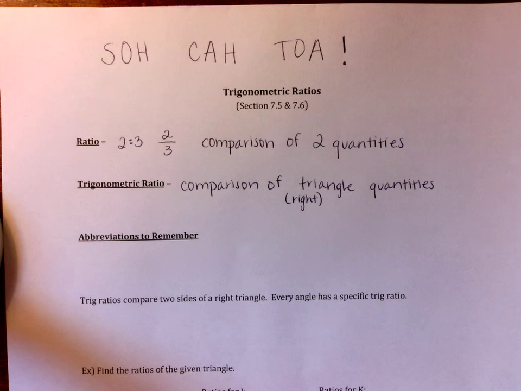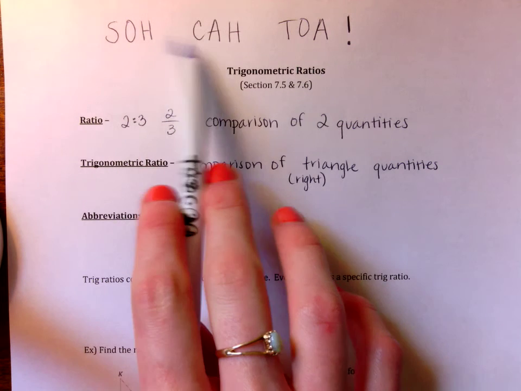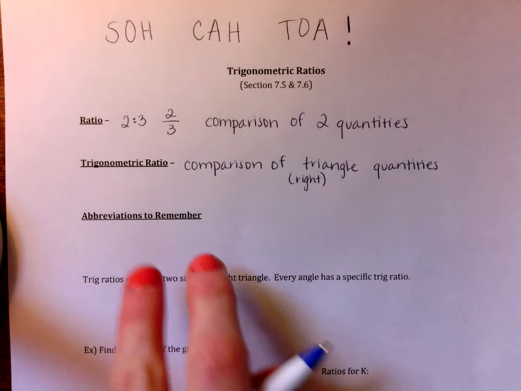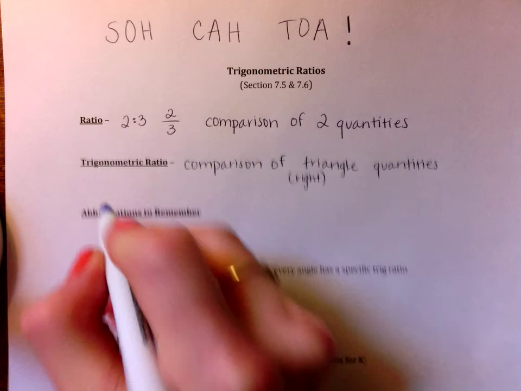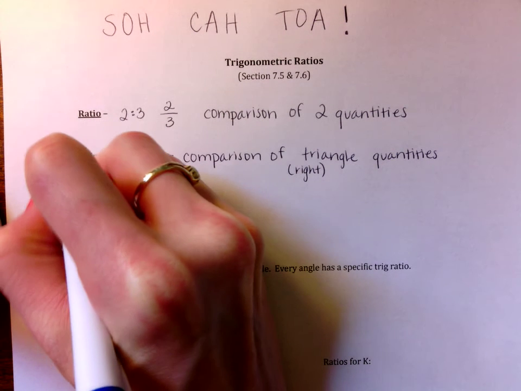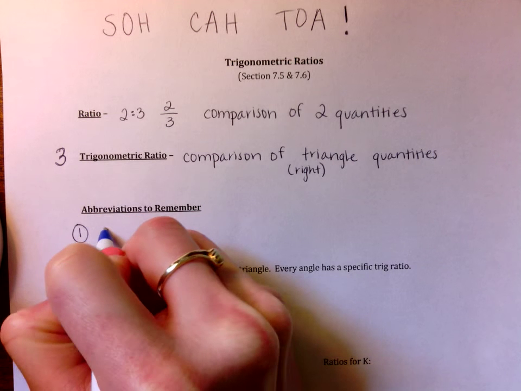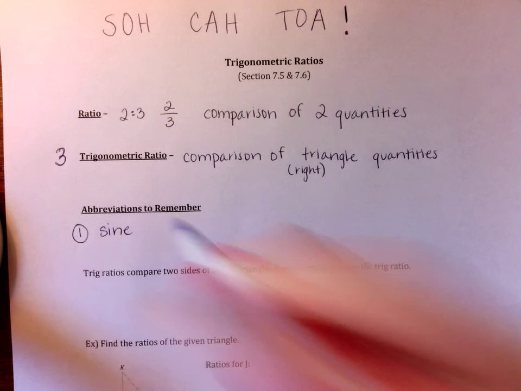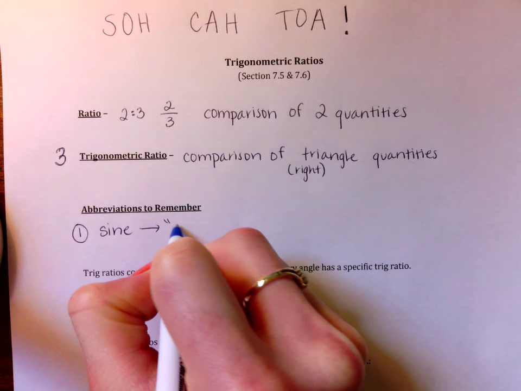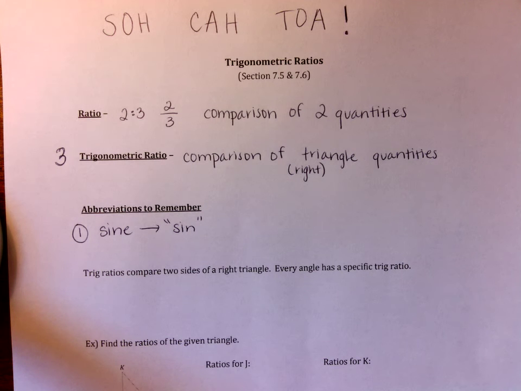All right, so abbreviations to remember have to do with so-ka-toa. The first trigonometric ratio, there are 3 of these in geometry. The first one is called sine, but we abbreviate it without the E for some reason. So it's abbreviated as sin like this, and you read it sine.